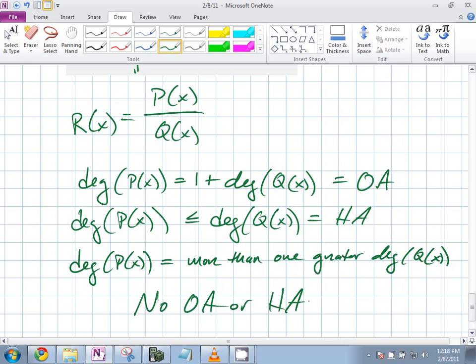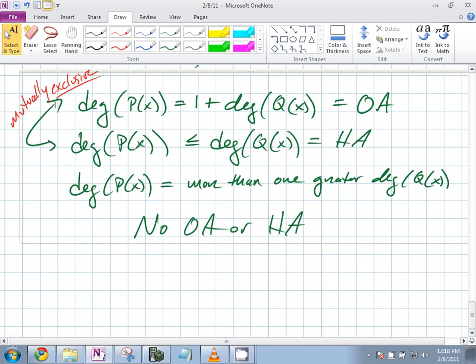Yeah. Given this information, can you have both a horizontal and an oblique asymptote? No, these are mutually exclusive. Can you have both at once? No, you can't. They are mutually exclusive. That is correct.